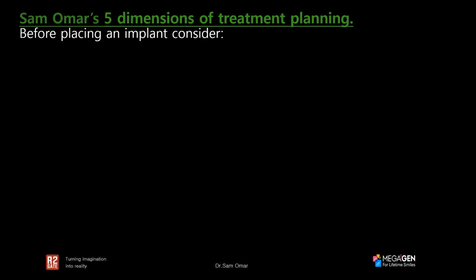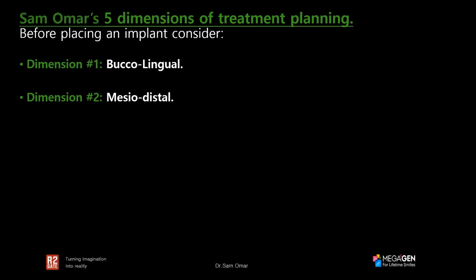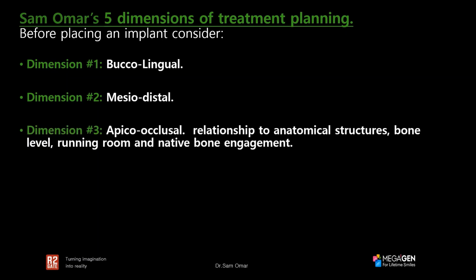So what are the 5 dimensions of treatment planning? The 5 dimensions of treatment planning are dimension number 1, Bucco-Lingual, dimension 2, Mesio-distal, dimension 3, Apico-occlusal, that includes the relationship to important anatomical structures, bone level, running groove, and native bone engagement.